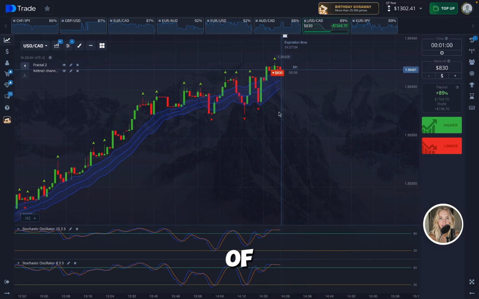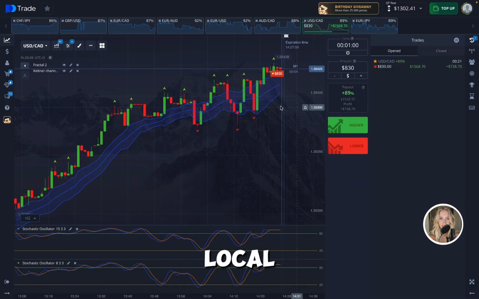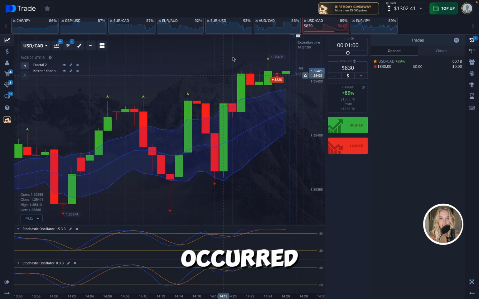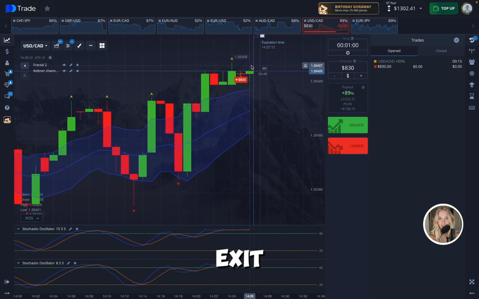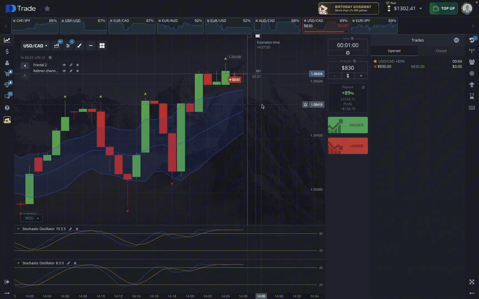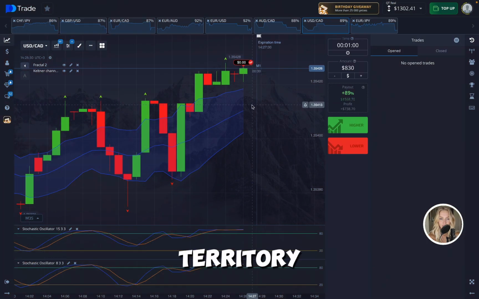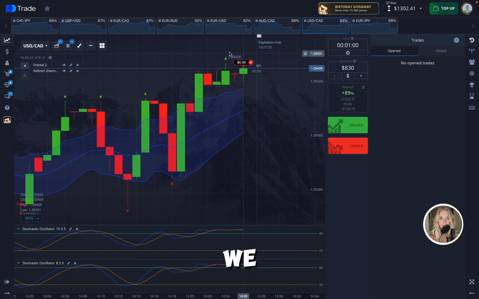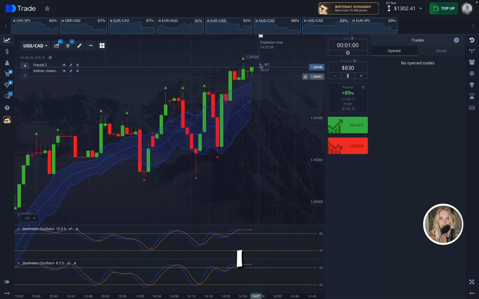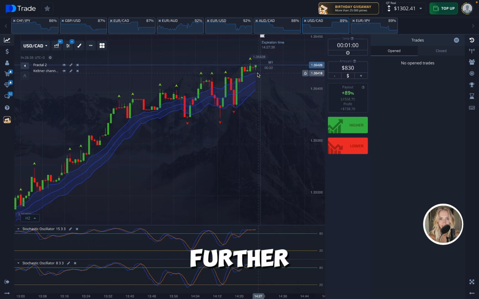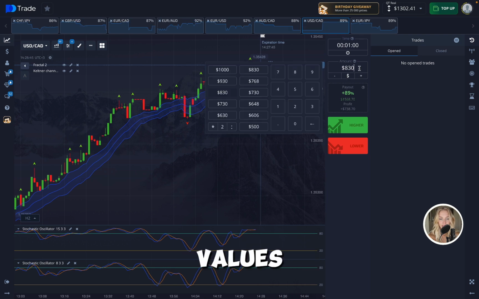Let's look at the result of this trade. The formation of a local maximum has already occurred. We should expect a downward exit. So unfortunately, the deal was closed in negative territory. At the last second, we had an upward impulse, but there was a rather dangerous entry here. I assumed that the movement could go up further and update our local maximum again, but that's okay. It happens. I'll change the sum of the transaction values.